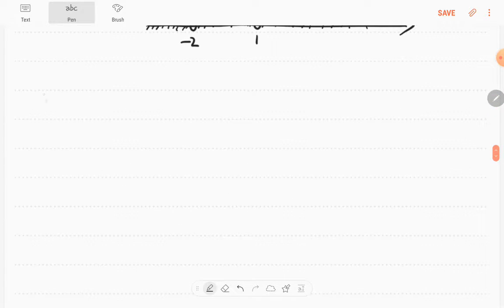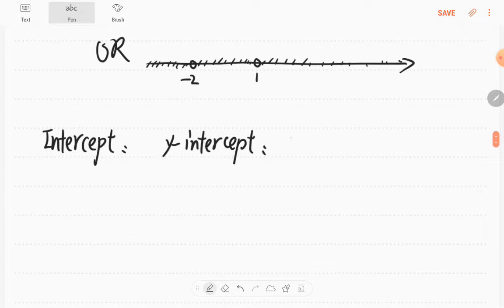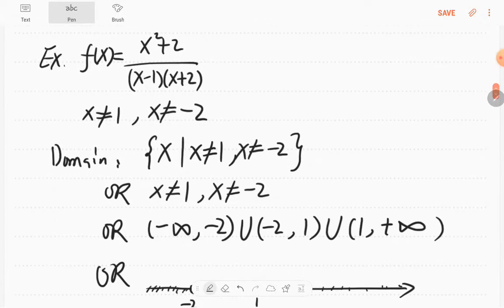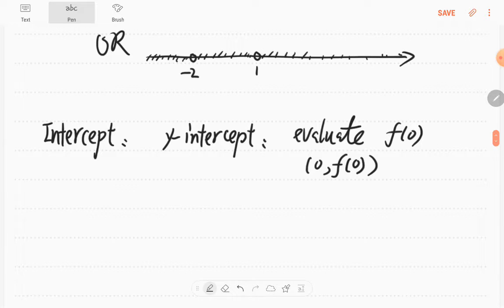So what about the intercept? Since it's a function, we also want to look at the intercept, right? We need to know the domain, and we need to know the intercept. For the y-intercept, we just set x to be 0. In other words, we just evaluate f of 0. Then the point (0, f of 0) would be the y-intercept.